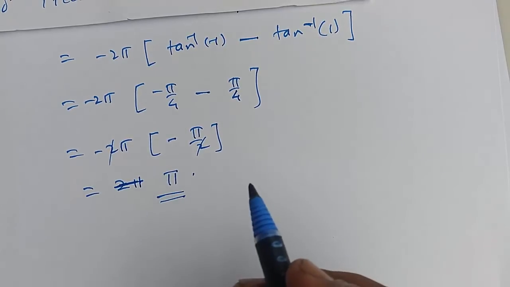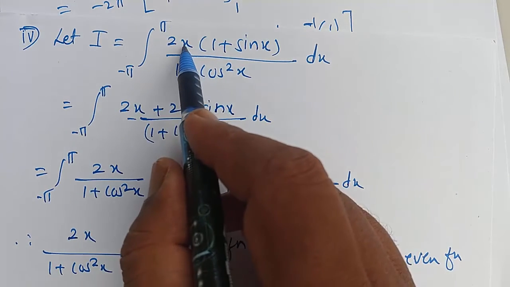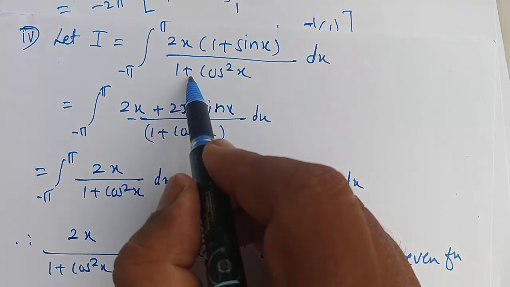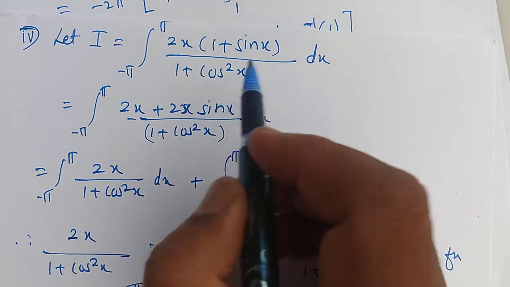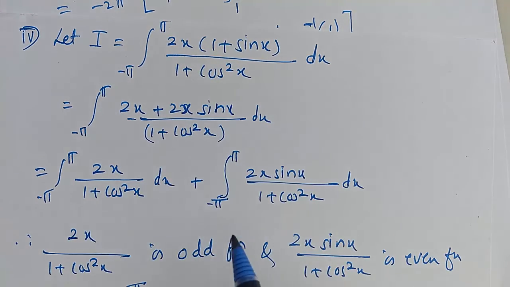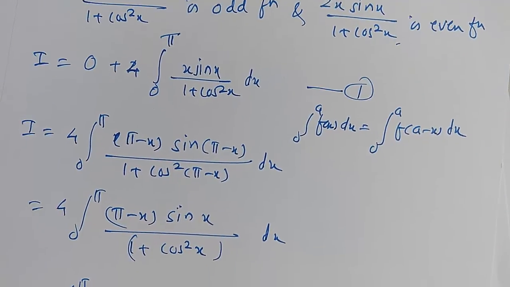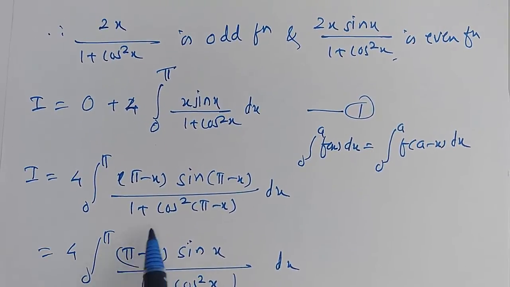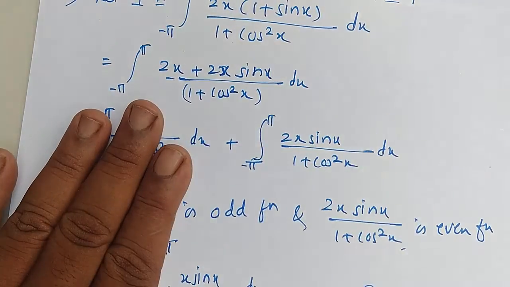So this is the value of the integration from minus pi to pi of 2x into 1 plus cos x upon 1 plus sin x upon 1 plus cos square x dx. First we used property number 7, and next we used property number 4. So both properties are used for this example.